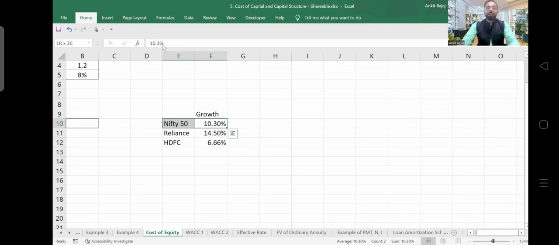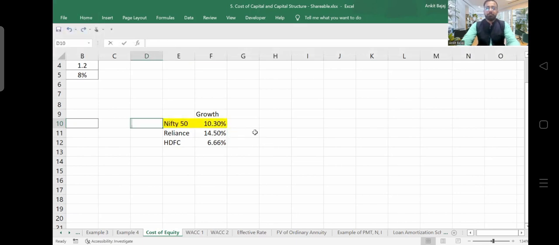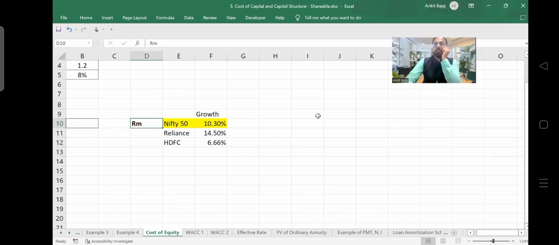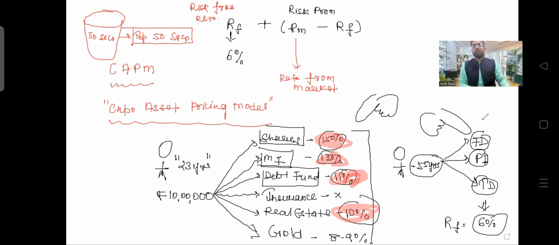Nifty 50 is the market for us, and this is known as return from market. How much return the market gives, right? Now here, we will be doing a comparison. If you are investing your money into a risk-free security, how much return will you get? The bare minimum return you will get is 6%, right?